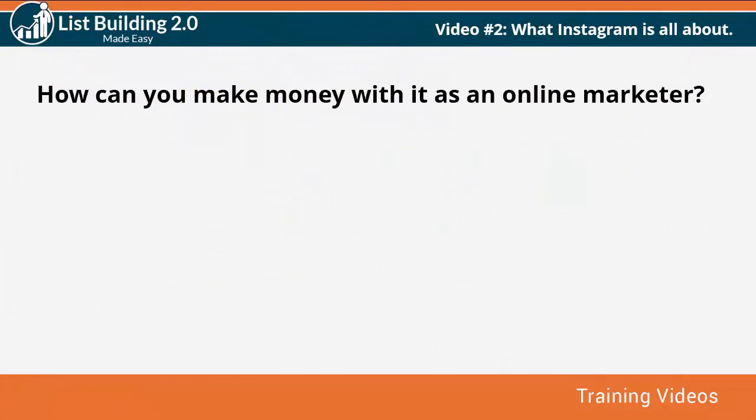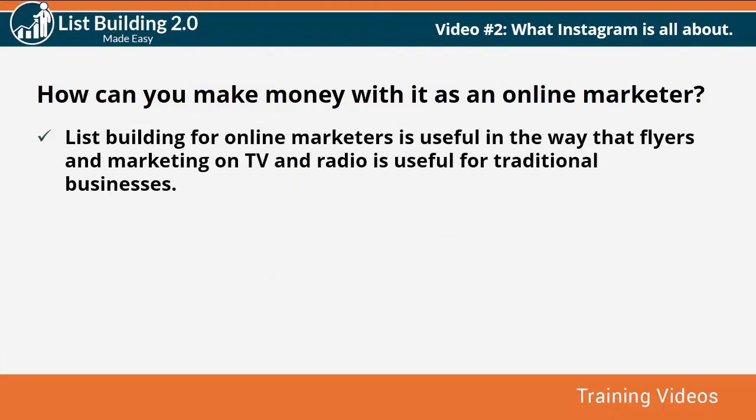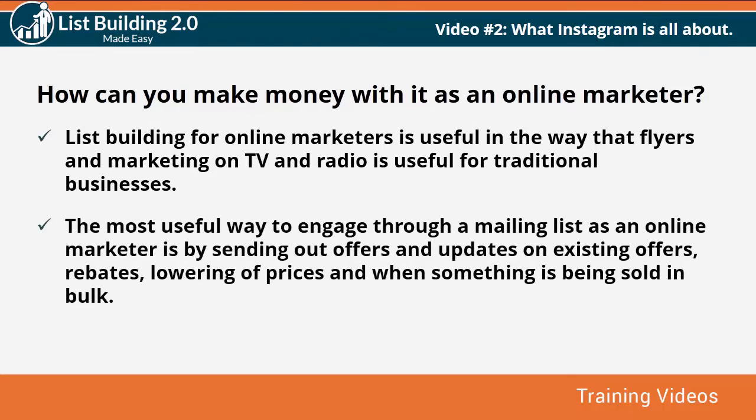How can you make money with it as an online marketer? List building for online marketers is useful in the way that flyers and marketing on TV and radio is useful for traditional businesses. It is because it reminds people of the offers they may miss. By building an ever-growing mailing list, online marketers can get their profits to skyrocket. The most useful way to engage through a mailing list as an online marketer is by sending out offers and updates on existing offers, rebates, lowering of prices, and when something is being sold in bulk.